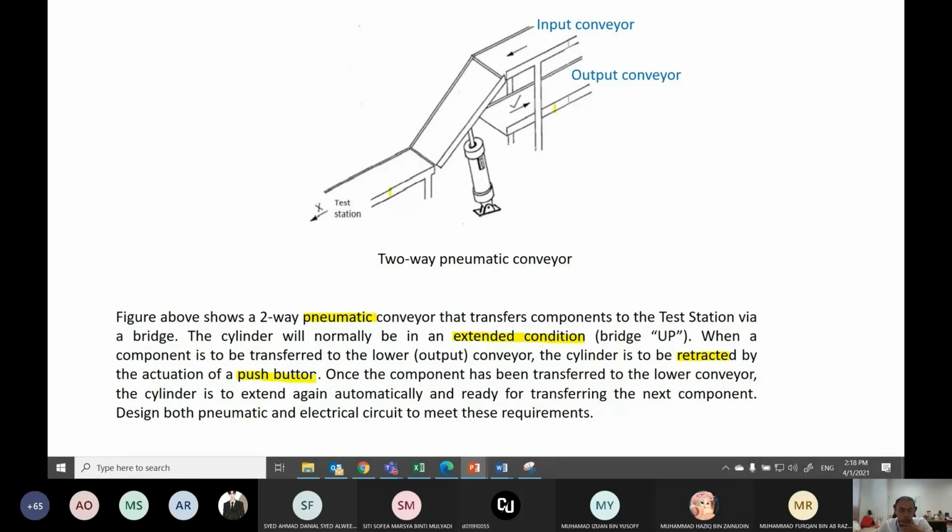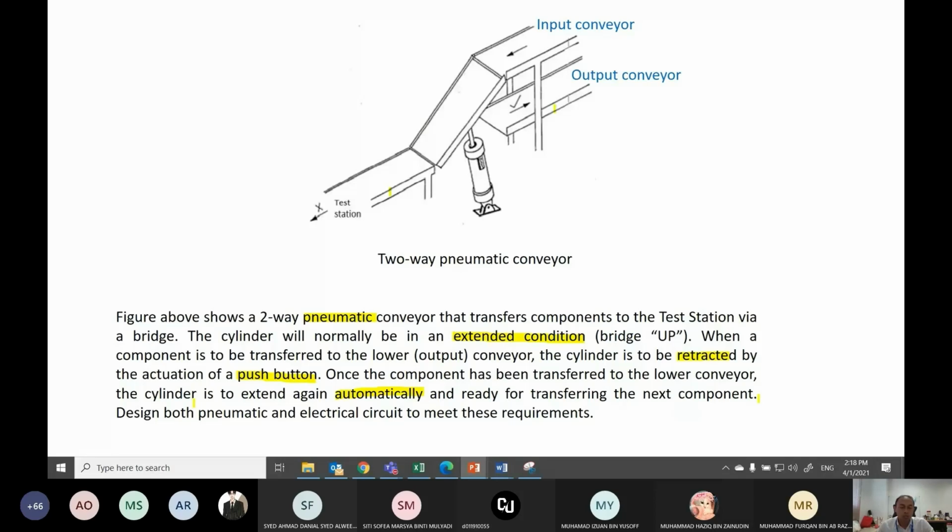This is also very super important, because it mentioned that the cylinder must retract by activating the push button. You cannot use another button, only a push button, because it's already mentioned in the question. Then once the component has been transferred to the lower conveyor, the cylinder is to extend again automatically. This is also important: automatically, and ready for transferring the next component. So by this point the cylinder is back to the original position, and you repeat the same procedure again for the next component.